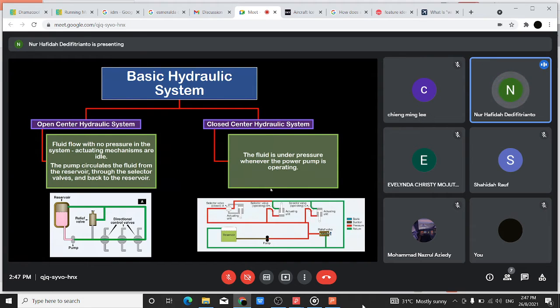The pump circulates the fluid from the reservoir through the selector valve and back to the reservoir. For the closed center hydraulic system, the fluid is under pressure whenever the power pump is operating. Usually aircraft will have this closed center hydraulic system, because since it's already pressurized, in an emergency situation or when needed, a bit more pressure can be added into the system, so that the main features we want to move can actually move in a short time.